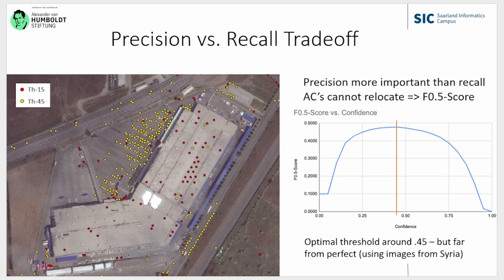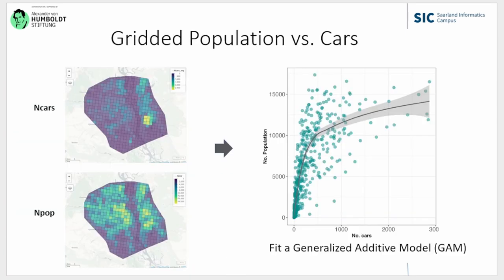So now we have some kind of validation for detecting cars with reasonable precision. But of course, we're not interested in cars. We're interested in people, right? So how do we now link people and cars?